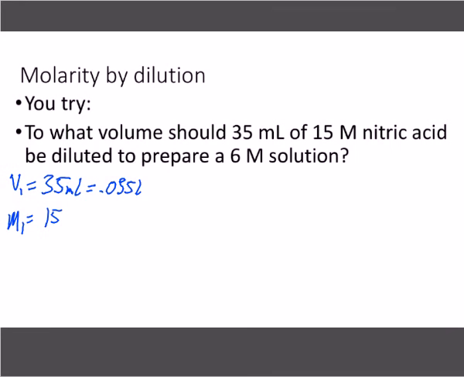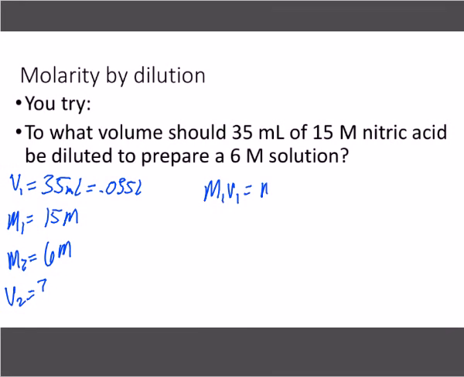M1 equals 15 molar. Now think about it. M1 should always be what in comparison to M2? M1, guys, is always going to be higher than M2 because, again, you're diluting it. Diluting means to weaken something. So your starting molarity should be stronger than your final one. M2 equals 6 molar. V2 equals question mark.